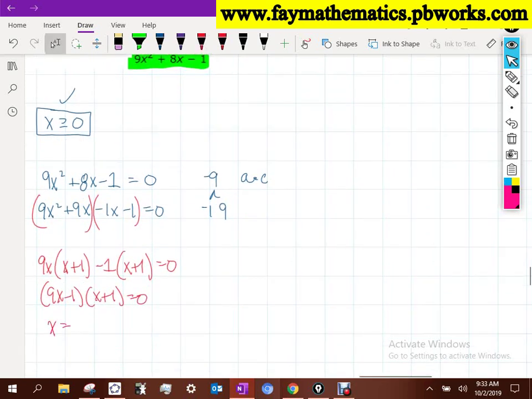And that's going to lead me to x being 1/9 and x being negative 1, right? Okay. Now, remember what we're really doing here. I set them up as equations, but aren't we really trying to figure out what x is not allowed to be?